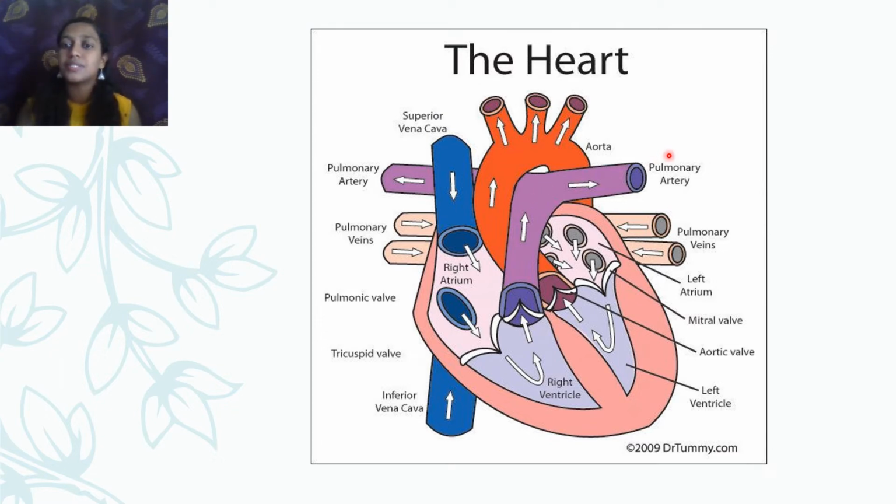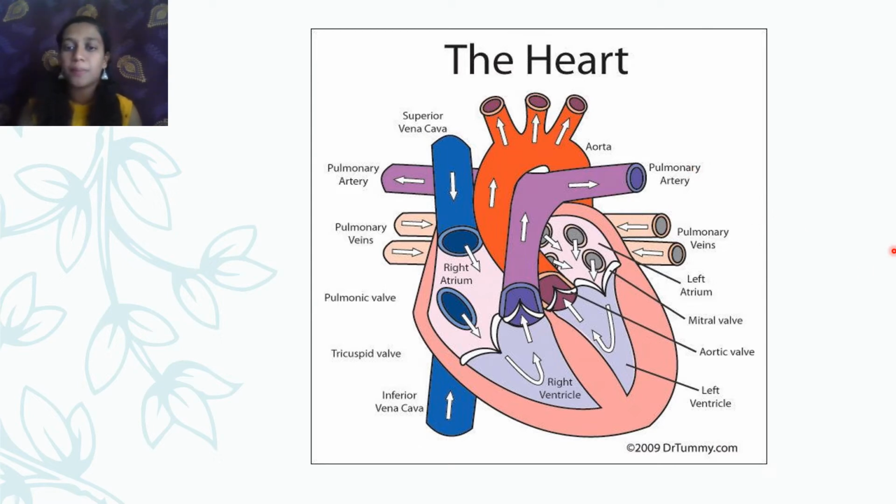Then it will reach the lungs, where the oxygenation process occurs. After the blood gets oxygenated, the oxygenated blood enters through the pulmonary veins. Through the pulmonary veins, it enters the left auricle. By applying pressure on the bicuspid valve, it enters the left ventricle. Through the left ventricle, it goes to the aorta. The aorta supplies the oxygenated blood to the entire body.